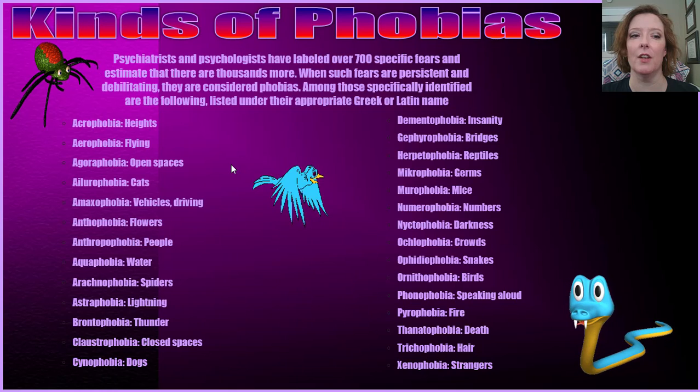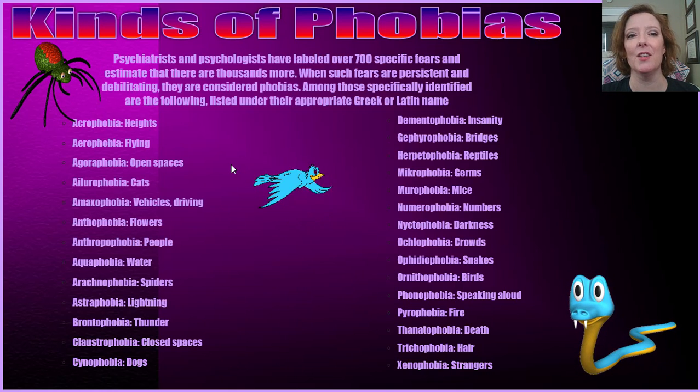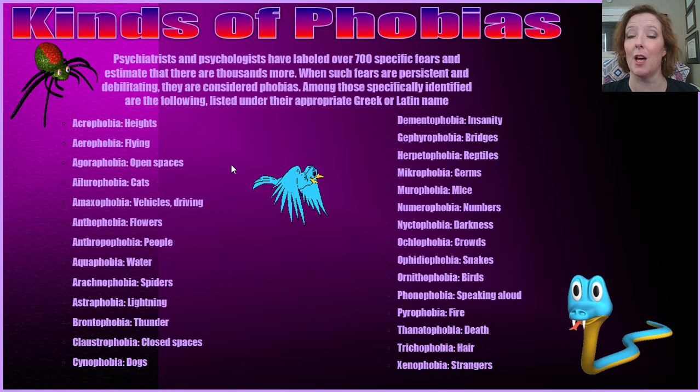On this slide, there are some of the most common types of phobias, but at this point, psychiatrists and psychologists have labeled over 700 specific fears, and they estimate there are thousands more. Basically, if the thing exists, you can be sure that someone has some type of a specific phobia about it. When such fears are persistent and debilitating, they're considered phobias. And again, you see a number of them on your screen right now, but this is just the tip of the iceberg.